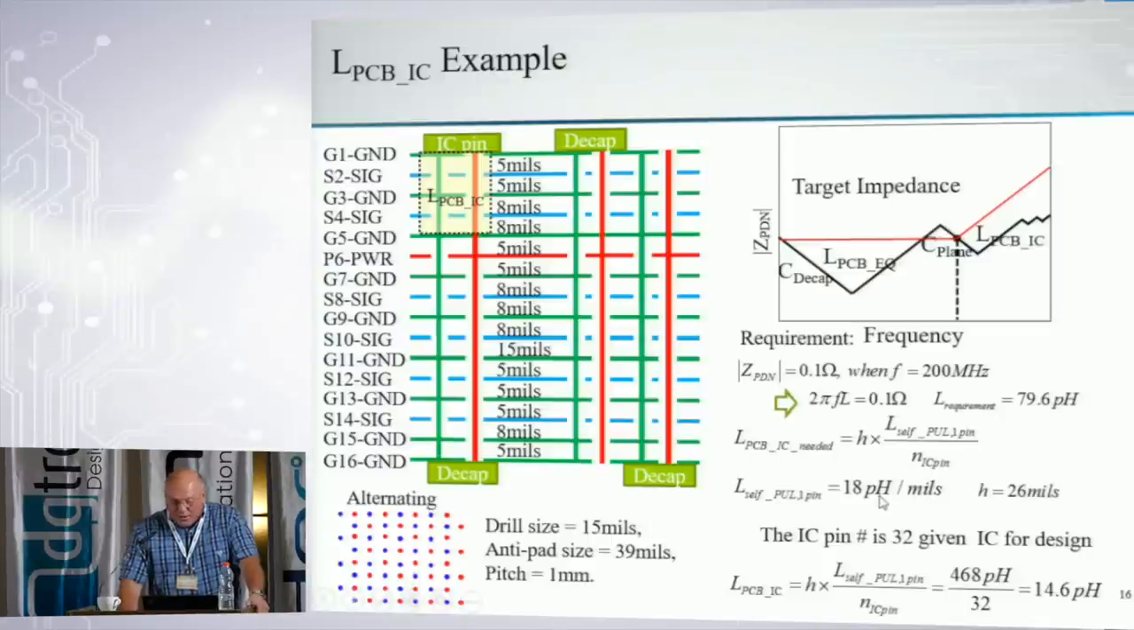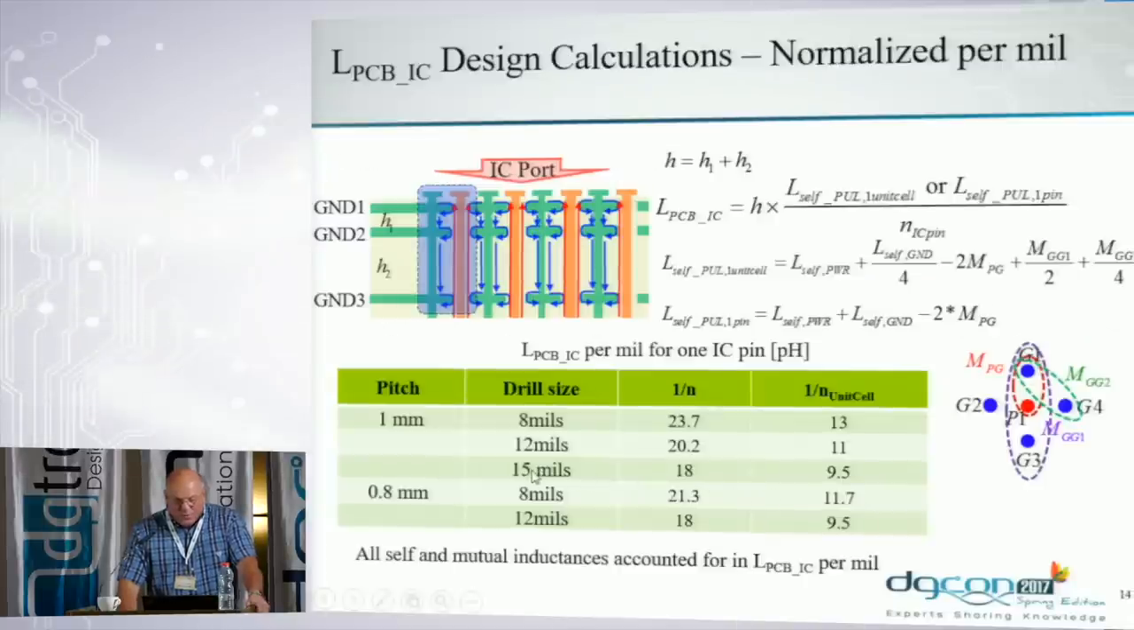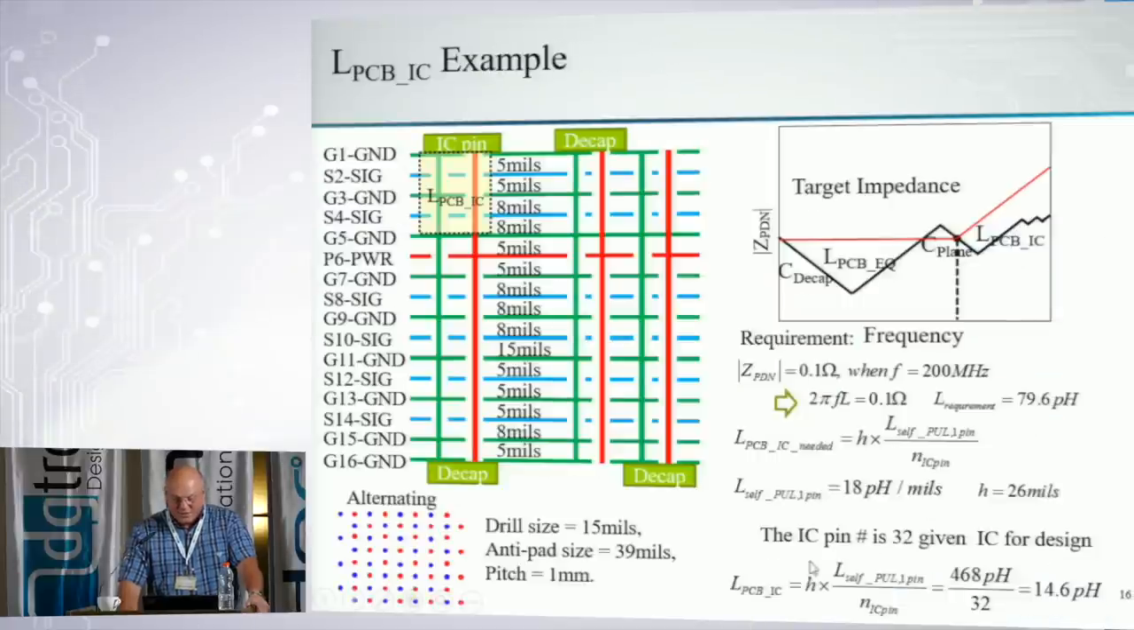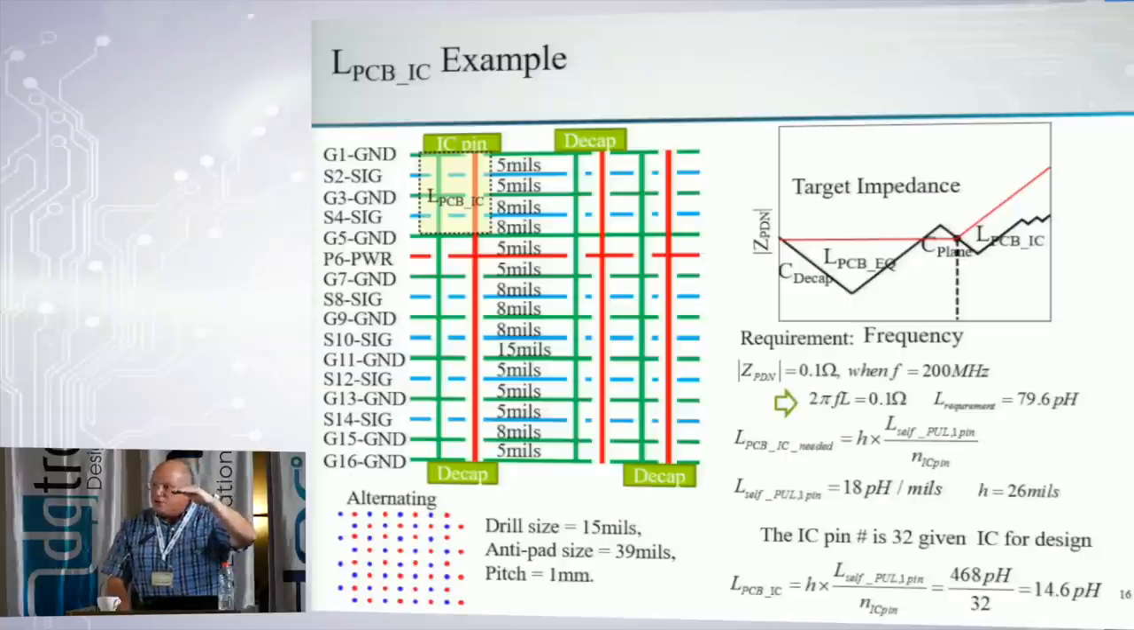If my power layer is on layer 6, I'm going to add up all the layers, 5, 5, 8, and 8, which is 26 mils to get down to the power layer. I'm not going to add in that 5 mils, but 26 mils to get down to the power layer. I'm going to use 1 millimeter pitch, 15 mil drill size, so that's 18 picohenries. I multiply 18 by 26, because that's 18 picohenries per mil, 26 mils to get down there. So I have 468. I have 32 pins, so I divide 468 by 32, and I come up with about 15 picohenries.